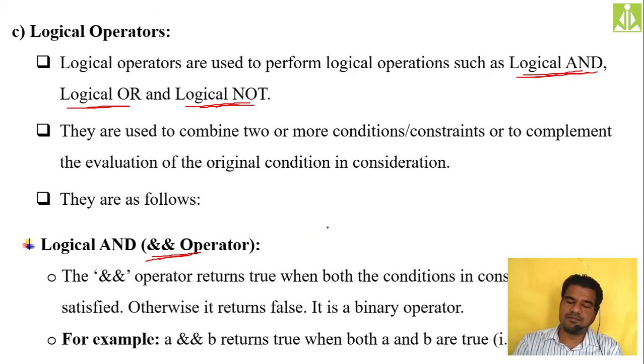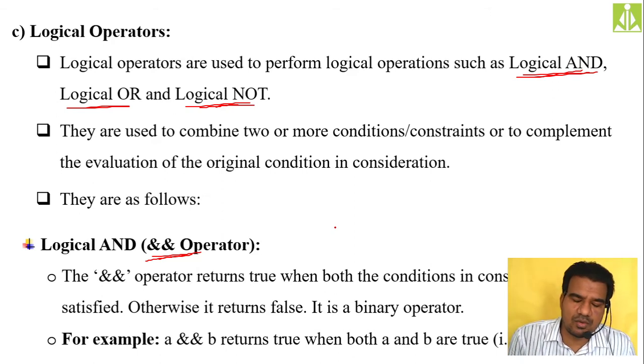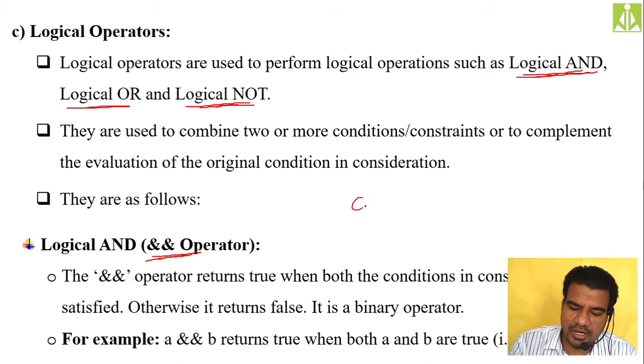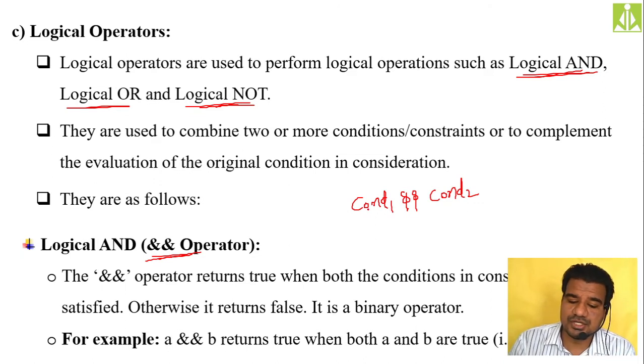We said we are going to combine more than one condition together using these logical operators. With the logical AND operation, if you supply two conditions, condition 1 and condition 2, between these two conditions we put this logical AND operator. Let us assume the first condition is true and the second condition is also true, then only this logical AND operator will become true.